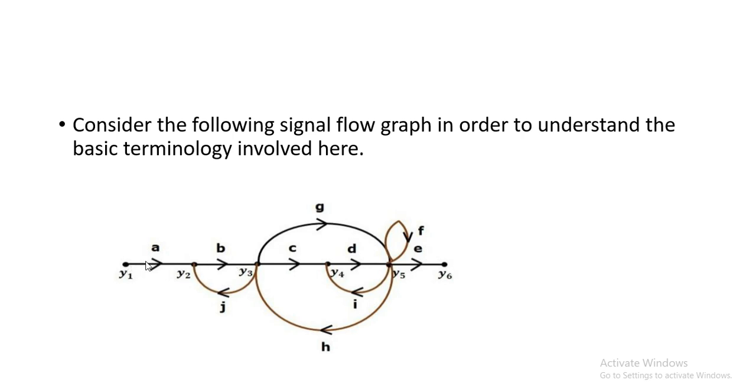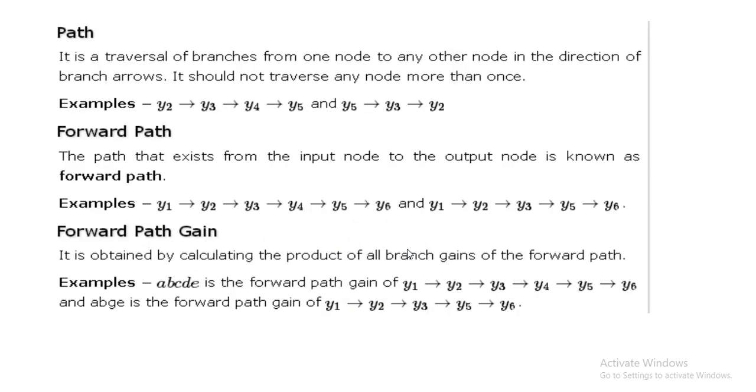It means we are traversing from this input node towards the output node like this, so we have to just see which gains we are getting over each and every branch. For this branch we are getting gain A, for this branch we are getting gain B, for this branch gain C, for this branch D, and for the last branch E. So the gain of this forward path, from y1 to y6, will be A into B into C into D into E. So that is ABCDE, the forward path gain of y1, y2, y3, y4, y5 and y6.